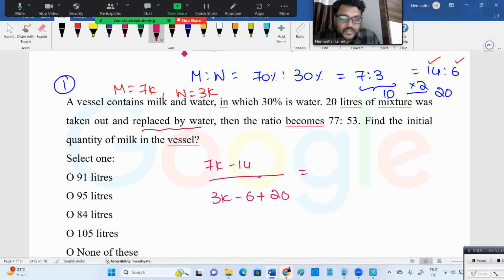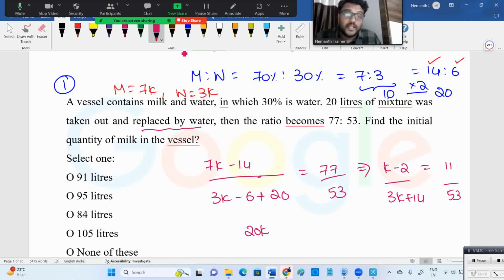Now the ratio is 77 to 53, right? Here I can take 7 common, the numerator will become k minus 2. Here 7 elevens are 77. Here the denominator is 3k plus 14, divided by 53. Now cross multiplying: 53k, 33k, 20k, and here minus 106, this side it will come as plus 106, right? So 106 and here 154 will give 260, and I believe you got the k value 13. So initially milk is 7k, 7 into 13, which is 91 liters.